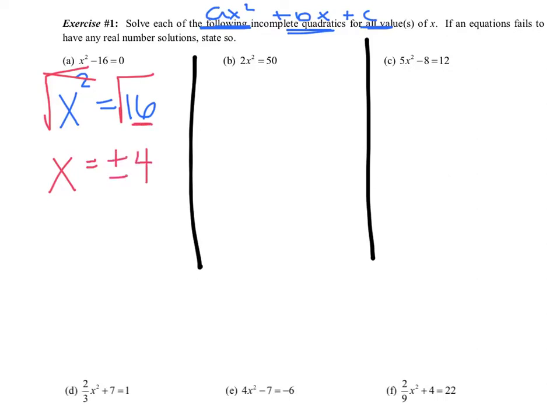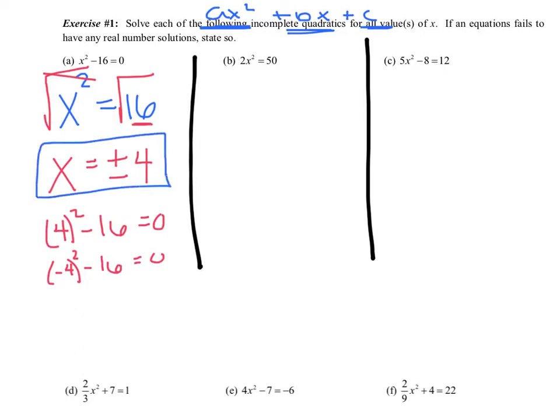Okay, and now I can verify that. If I take positive 4 squared minus 16, I get 0. And if I take negative 4 and square it, I get positive 16 minus 16 equals 0. So remember, you get two answers, and you can list them out separately if you like, or you can just say plus or minus.